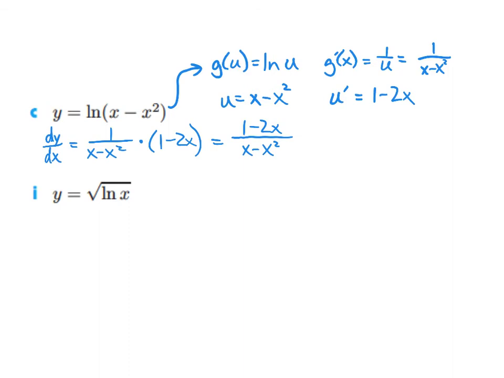And this is where you saw the formula that you were given on the first page. It was f prime of x over f of x. That's kind of a simplified version of this. Okay? So there's our dy dx.